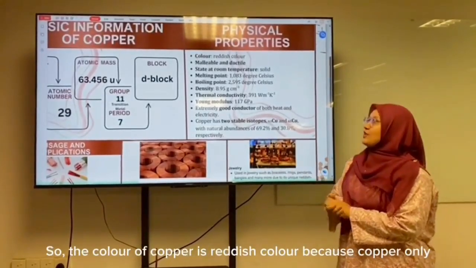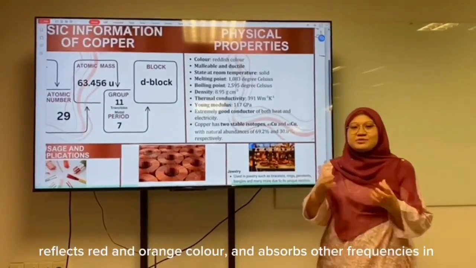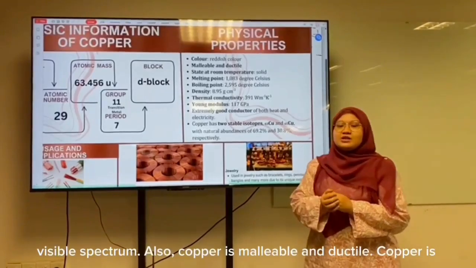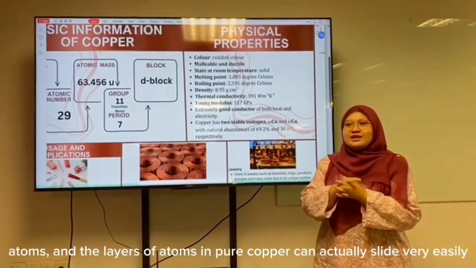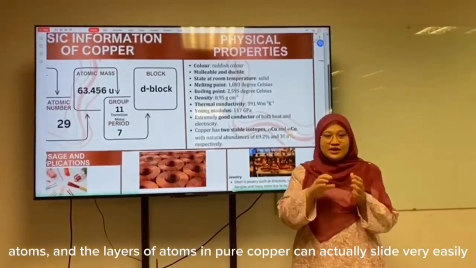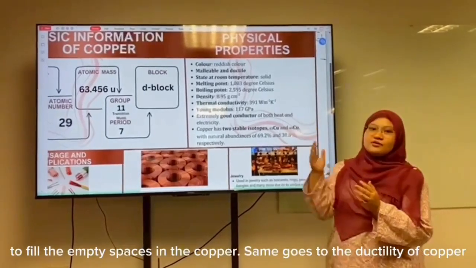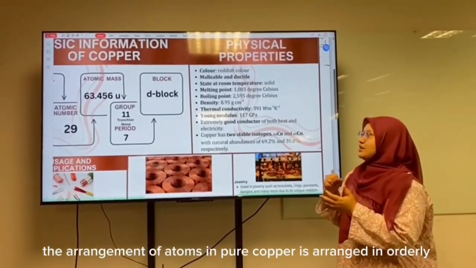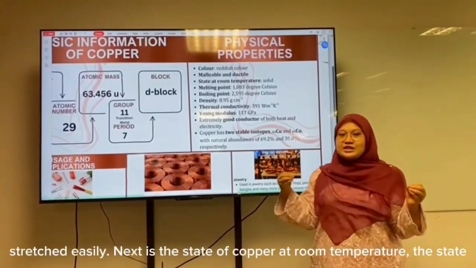in detail. The color of copper is reddish because copper only reflects red and orange colors and absorbs other frequencies in the visible spectrum. Also, copper is malleable and ductile. Copper is malleable because in pure copper there are empty spaces between the atoms, and the layers of atoms in pure copper can slide very easily to fill the empty spaces. Thanks to the ductility of copper, the atoms in pure copper are arranged in an orderly arrangement, so they can easily slide over each other so that copper can stretch easily.